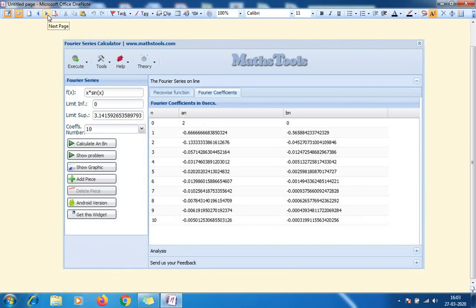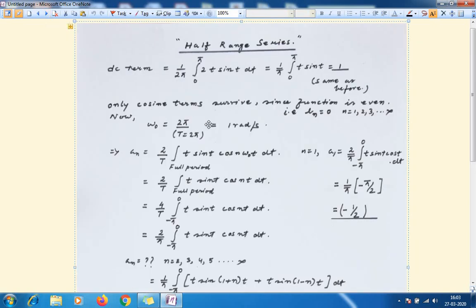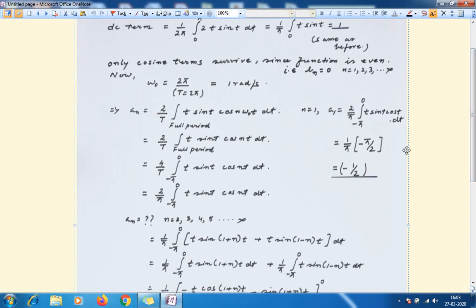Now let us calculate the half range Fourier series. For the half range Fourier series, the average term remains the same as before. In other words, a naught is the same as before, which is equal to 2, but now omega naught will change because the time period is 2 pi, and it becomes 1 radian per second. Now we will have only the cosine terms because the function is an even function, and the sine terms will vanish. So you need not calculate the sine terms because they will be 0.